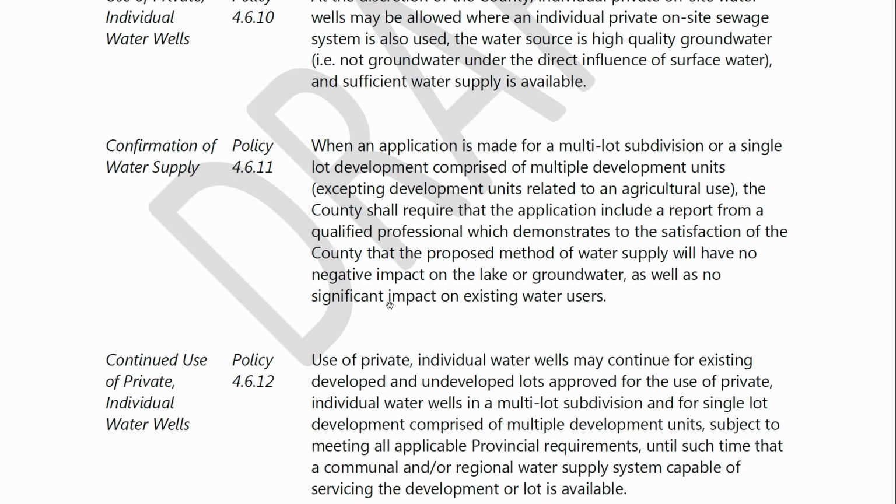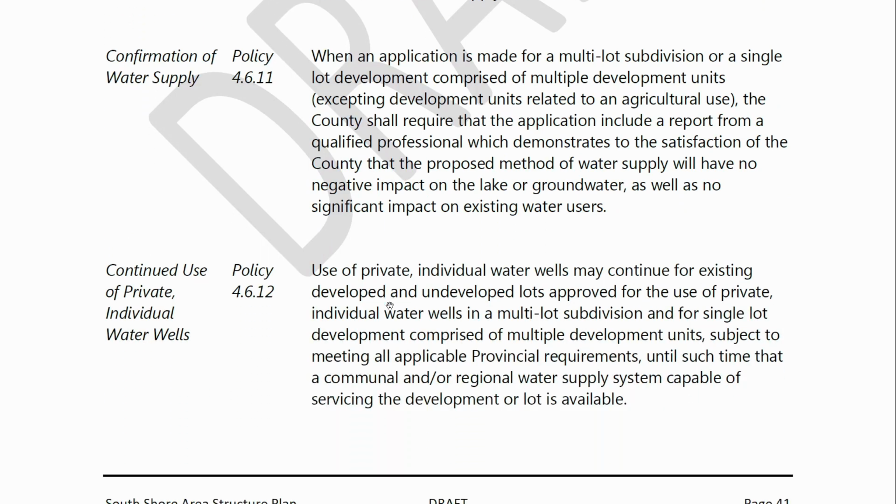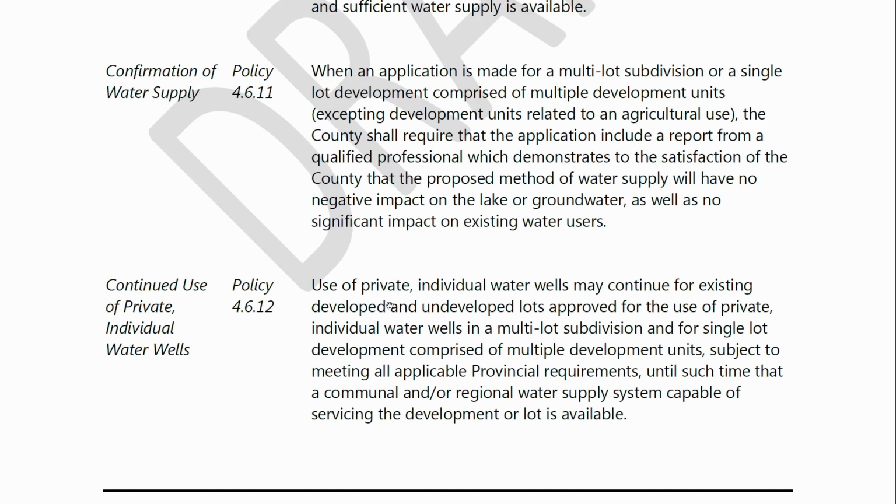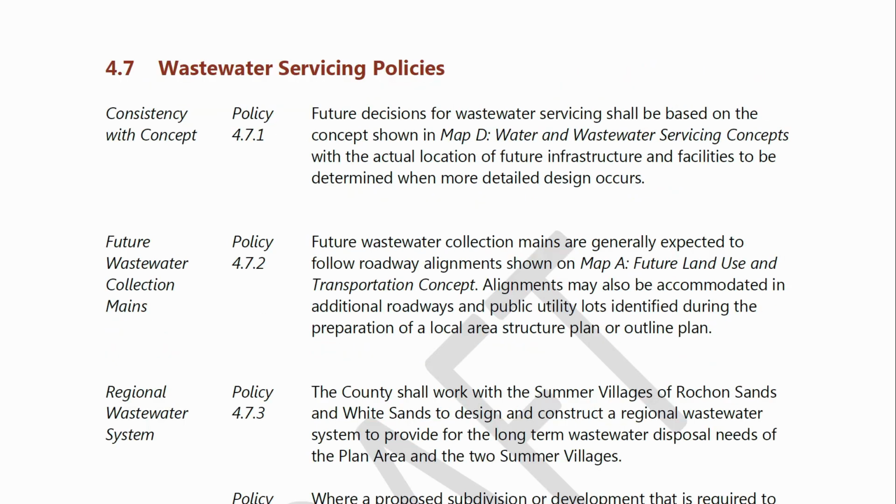As part of the outline plan and local area structure plan preparation, if there is a communal water well that's going to be used as a short term because a regional line is not available to be accessed, the county will require water supply reports to make sure that the groundwater is available to supply the proposed development without detracting from other groundwater users. Okay, so our next section is wastewater servicing policies.